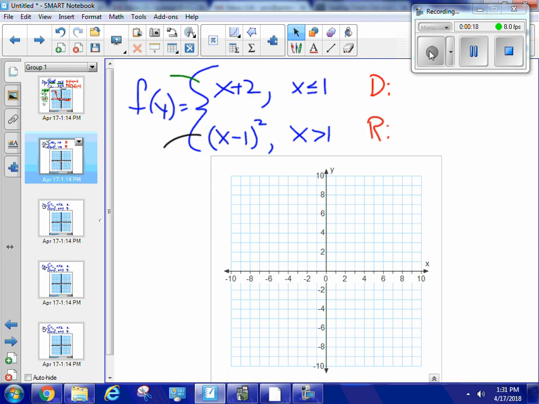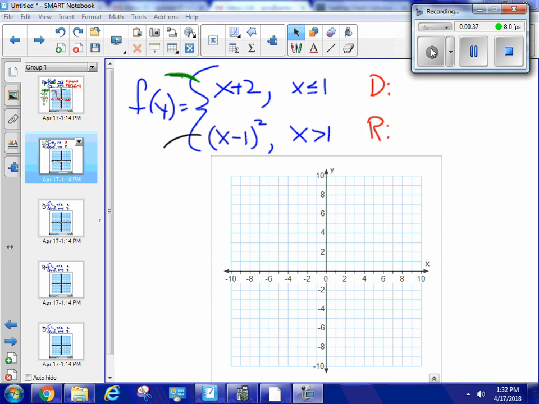And piecewise functions are written so that the one on the top is starting furthest to the left on the graph, and the one on the bottom is starting more to the right. So as you go from top to bottom, you're moving from left to right on the graph.